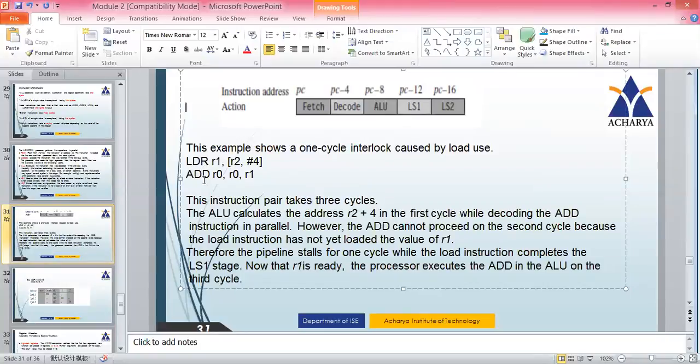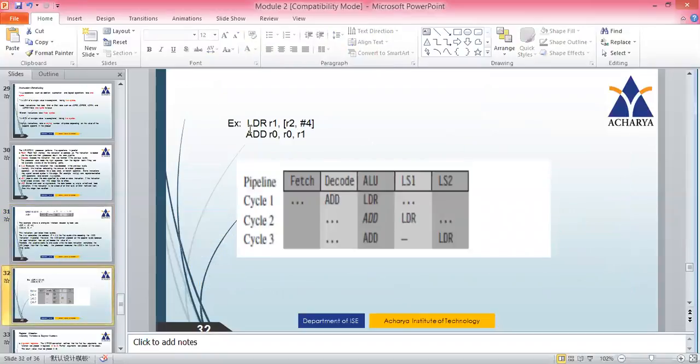We have 2 instructions, LDR and add. So we have to make use of the LS1 stage. LDR is there and a normal add instruction is there. So first let us take the example and then let us brief this. Let's take LDR R1, [R2, #4]. It's in square brackets. So what do you understand from this? The source operand is in the memory, the address is given by R2, and we have to add #4 to this. So it is not directly specified. This you have to keep in mind.